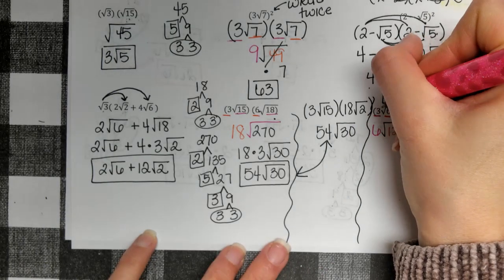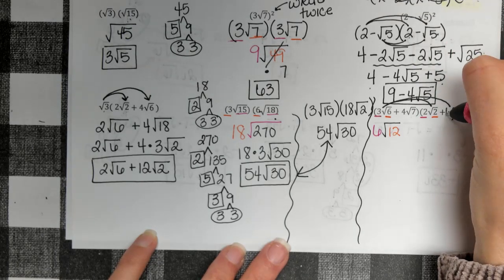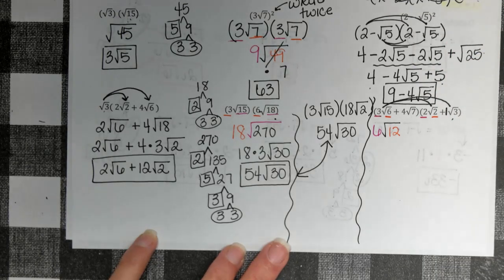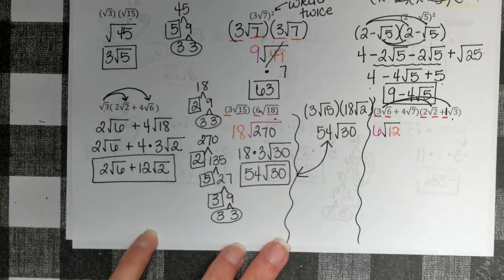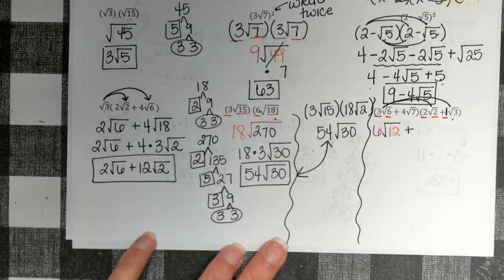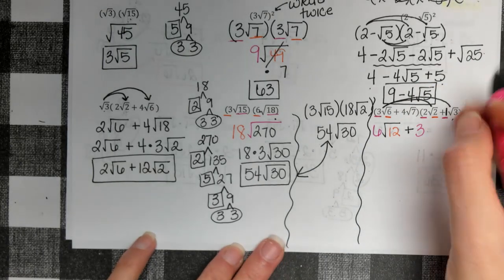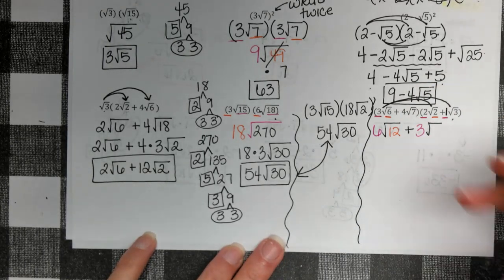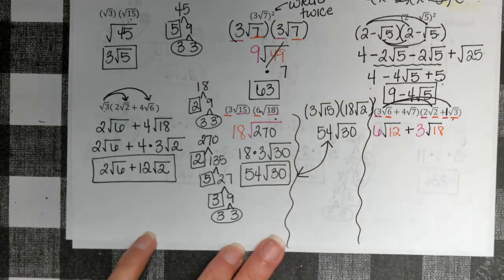I take 3 square root of 6 times square root of 3. Now that square root of 3 doesn't have an outside, it's really a 1. So 3 times 1 is just 3. And then I'm doing radical times radical, so square root of 6 times square root of 3 is 18.